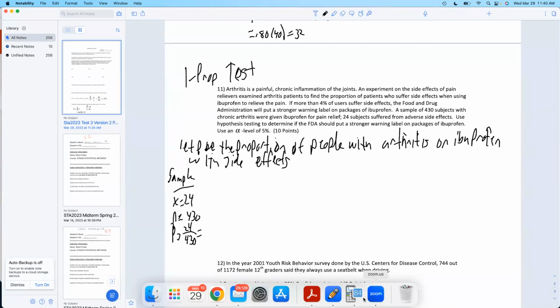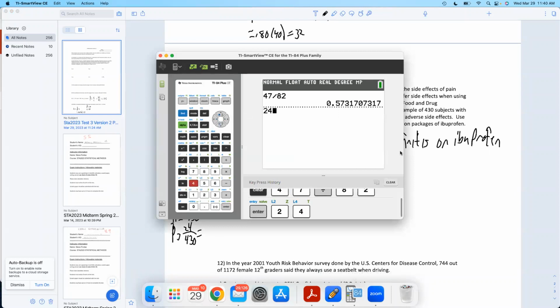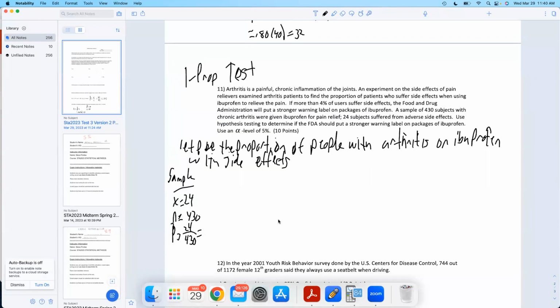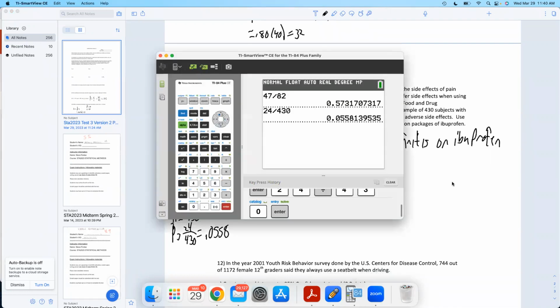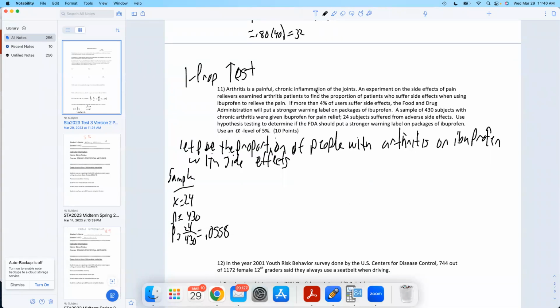So we get our trusty calculator out. It's 24 divided by 430. So 0.0558. I'm going to round that to 4 places. Let me make sure I wrote that right. Yep. Okay.